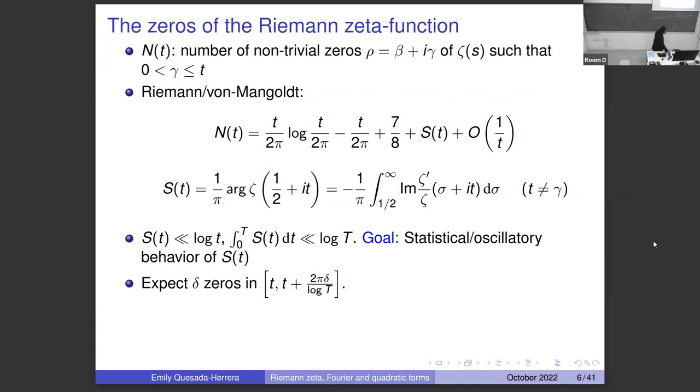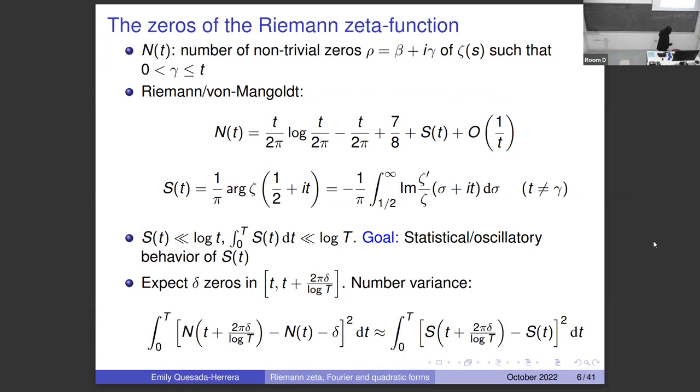For example, because of this formula here, because of the Riemann-von Mangoldt formula, we can expect that there should be around delta zeros in this short interval from t to t plus 2 pi delta over log t. So we want to study this with more precision.